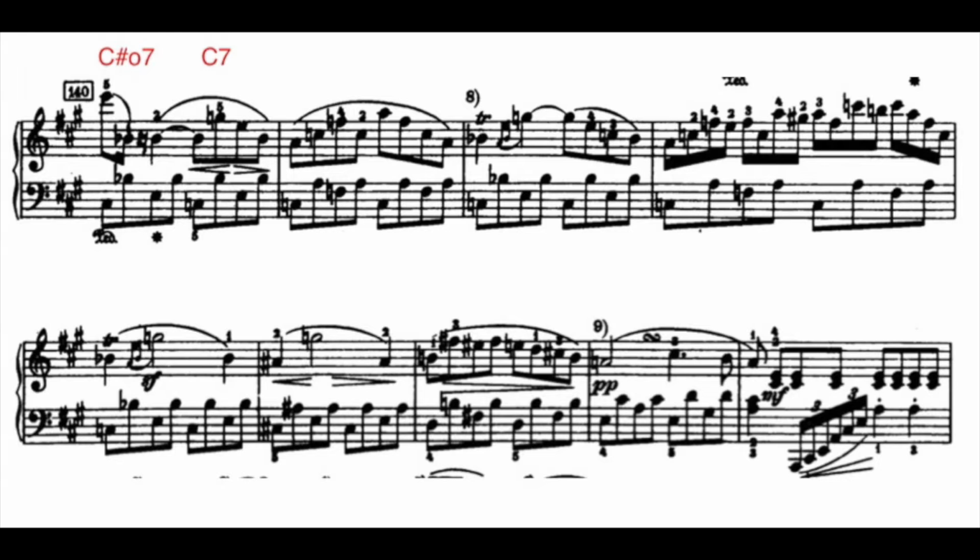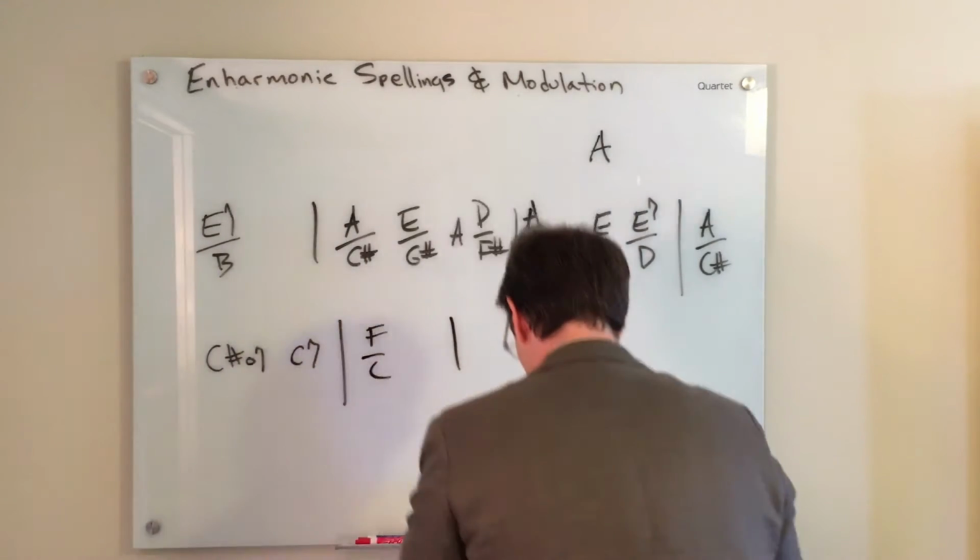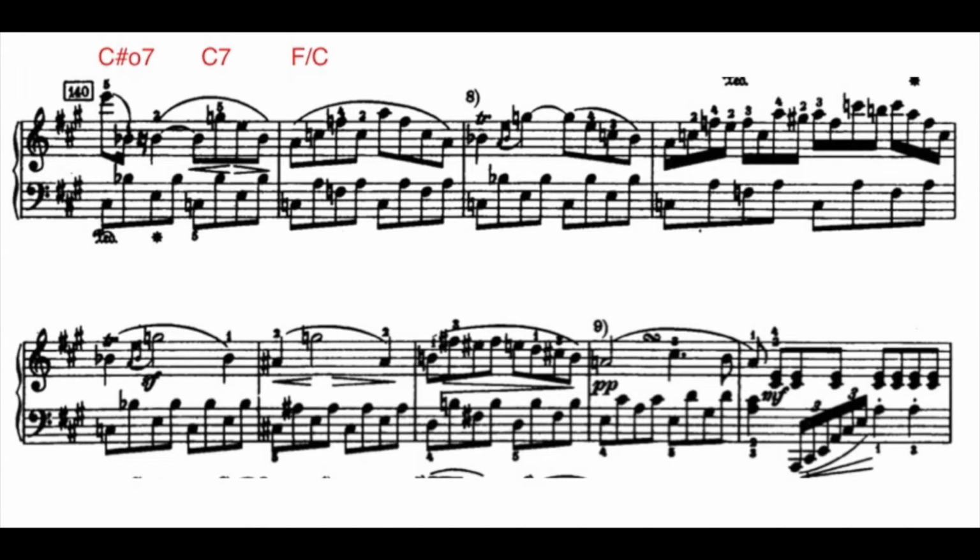We then have, I'm sorry, in our left hand, all that is F major arpeggios in both hands. So F with C in the bass. Then we go back to what is obviously a C7. And then that looks like an F major triad.